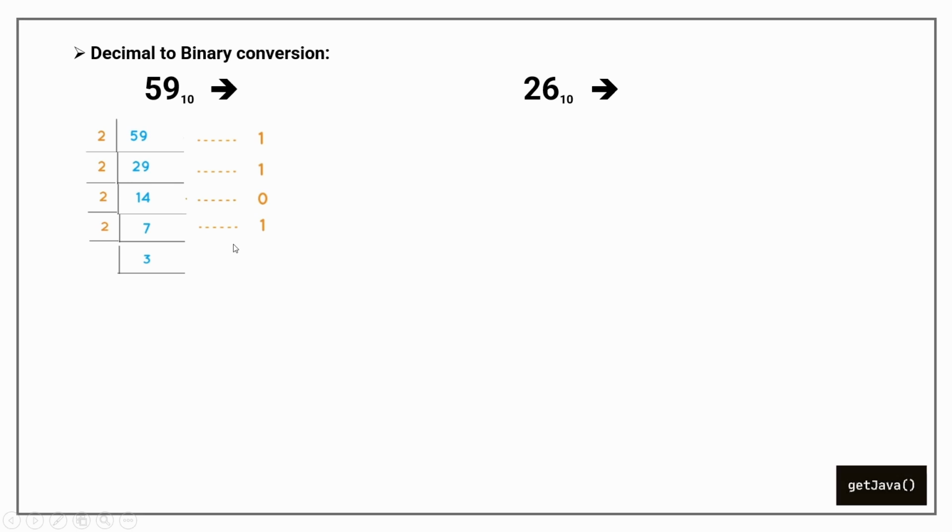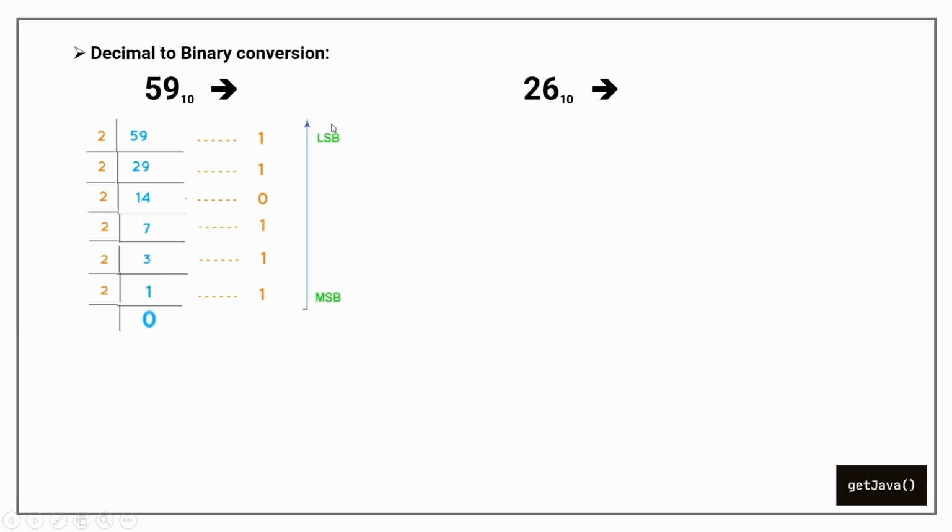Again we have to divide this 3 by 2. So we will get remainder as 1. Now again we will divide this 1 by 2. So the quotient will be 0. So we have to divide till we get this quotient as 0. And now the remainder will be 1. Now we have to stop since we got 0 here. Now we have to read this number from down to upwards, that is most significant bit to least significant bit.